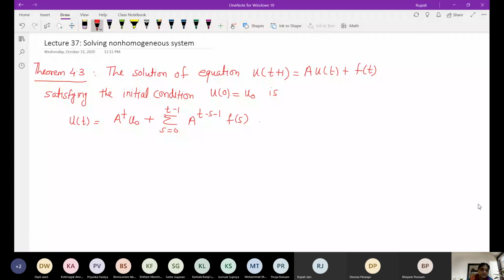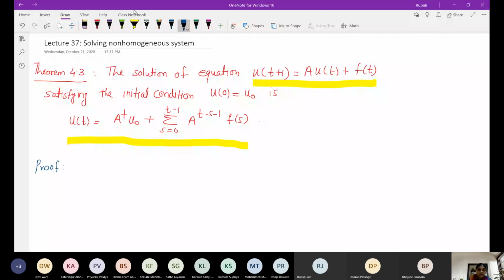So this one is a non-homogeneous system. In previous lectures we have seen the solution of u at t plus 1 is equal to a u of t only. Now if it is non-homogeneous, meaning plus f of t, u at t plus 1 is equal to a times u of t plus f of t, then its solution is given by this one. We want to show its solution is given by this one. So we will prove this.